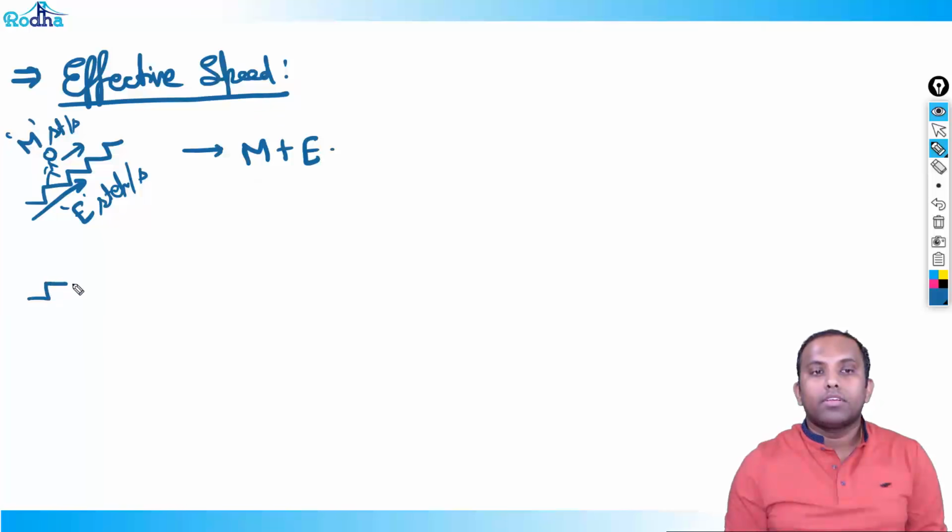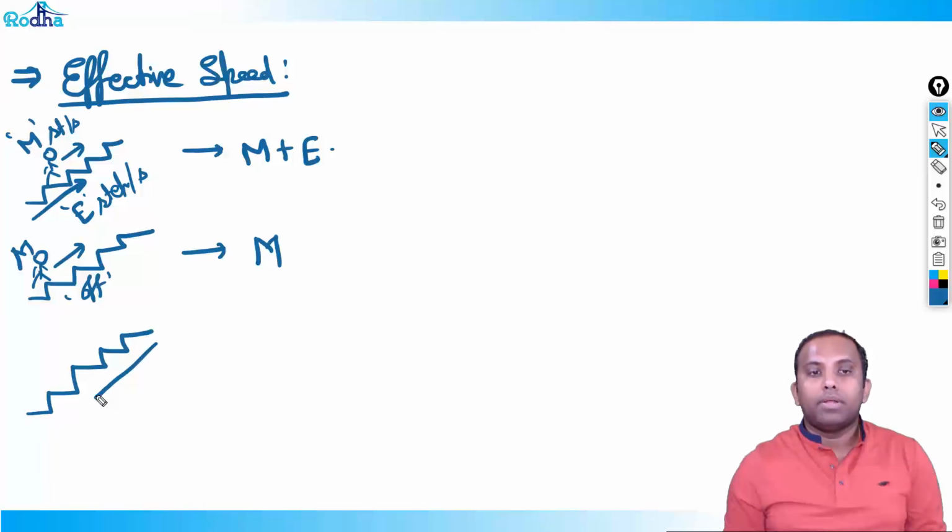Now in the second case, when the escalator is switched off, the man is going upward with his own speed, that is m. So what is the effective speed in this case? M.